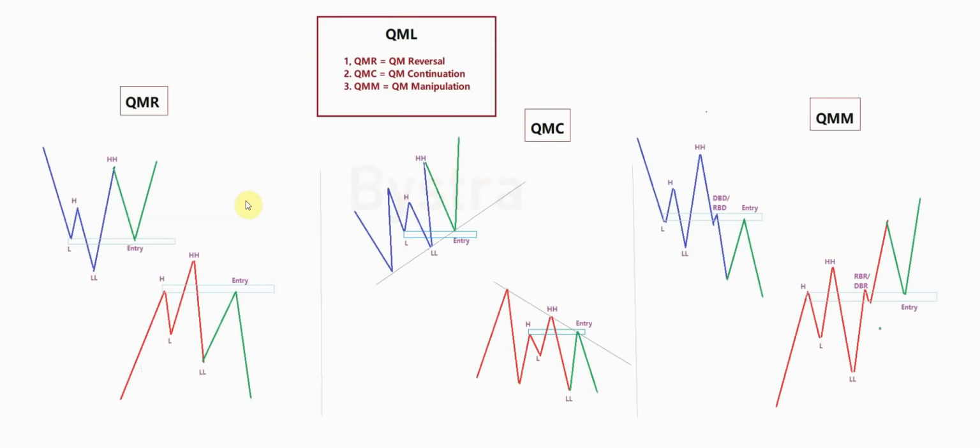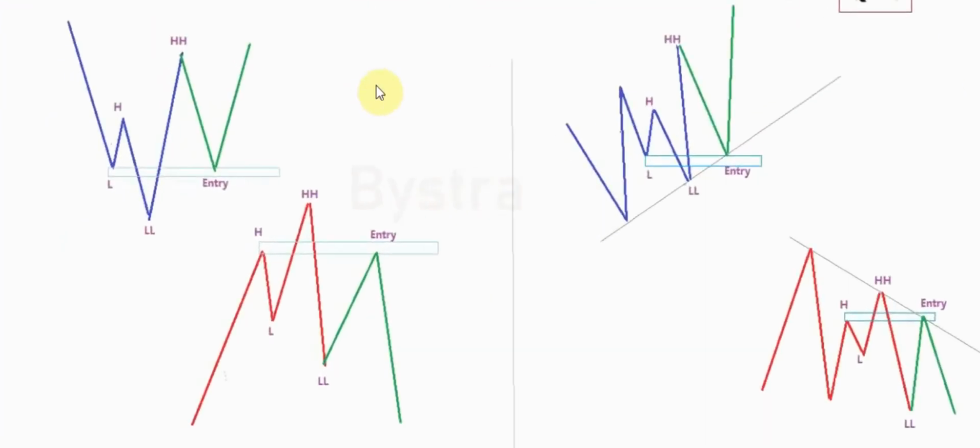Now let's get started with QM reversal. So QM reversal is QMR, but you have to memorize the structure. Okay, it's very easy. We have low, high, lower low, and higher high. Then where's the entry point? The entry point is at the left shoulder. Price usually retraces at the left shoulder of the QM. Okay, and then price came back and continued to fly.